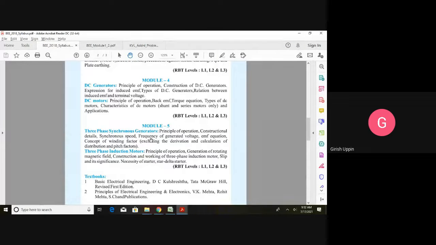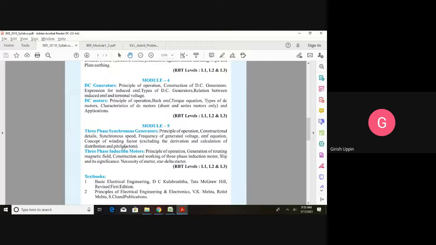What is synchronous speed? Frequency of the generated voltage, EMF equation. In this part, the important question is the construction. Construction of a three-phase generator or the alternator is very, very important, and the EMF equation. EMF equation of a three-phase generator is very, very important.